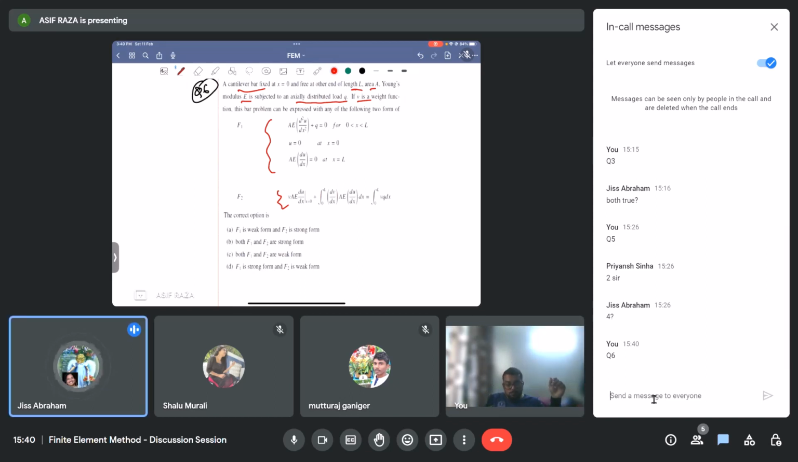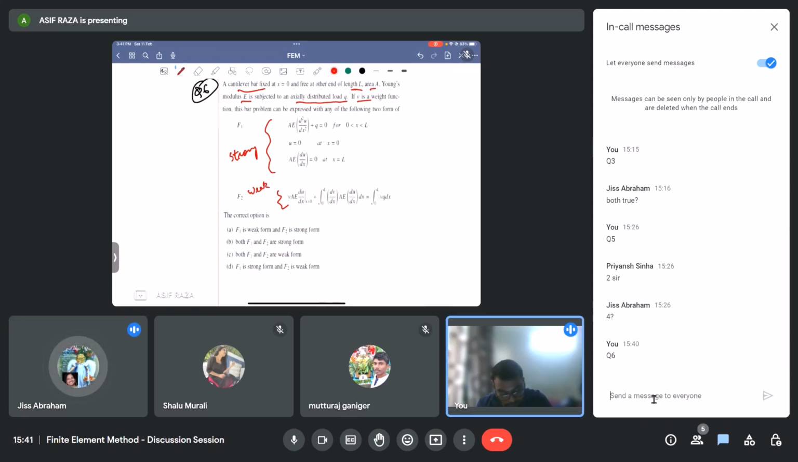F1 comes as a differential equation with the two boundary conditions, so that will be strong form. And F2, it's weak form, because as you can see, weight function is involved in this equation. Correct. So this will be weak form. So in this regard, option D would be the correct answer.